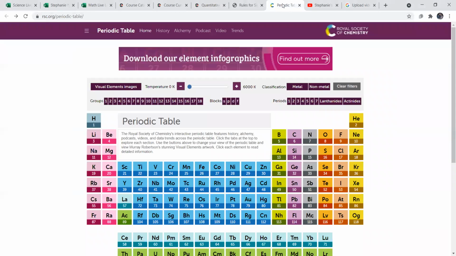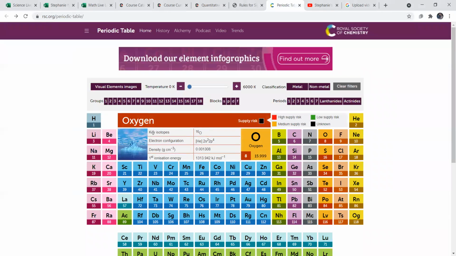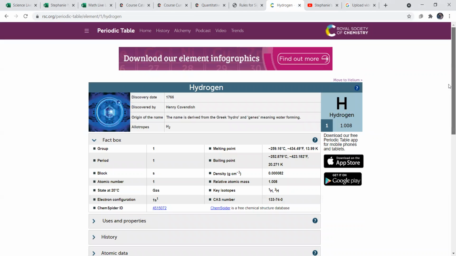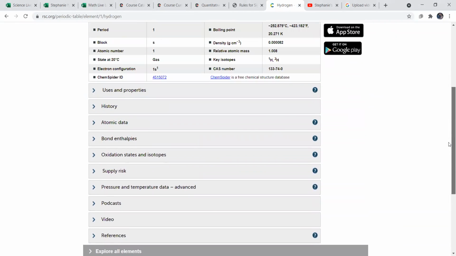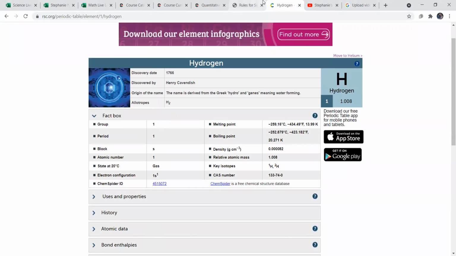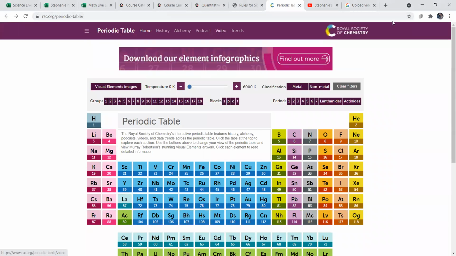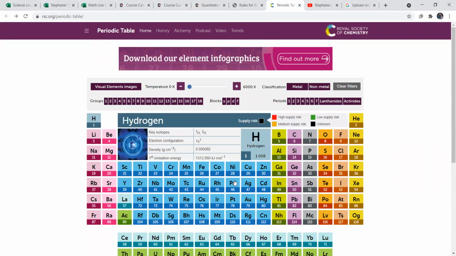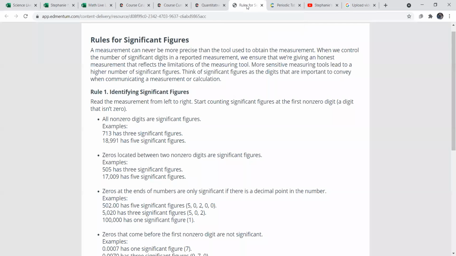So I have a periodic table up here. This comes in handy because you can click on an element and you can learn all about it, from the history to the properties to everything like that. So if you haven't already bookmarked this website, I would do so because it'll come in handy when you are learning about the periodic table, chemistry, all that fun stuff.